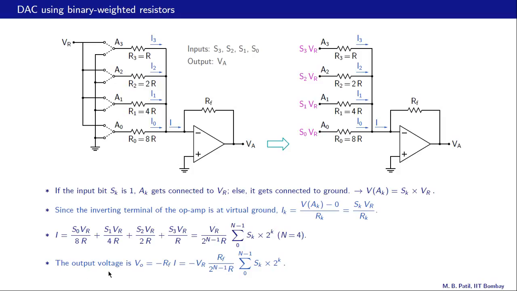Finally, let us find the output voltage VA here, and we have done that earlier when we talked about op-amp circuits. This V minus is 0 volts and there is no current going into the op-amp. Therefore, this current I also goes through RF, and therefore VA, which is our output voltage VO, is 0 minus I times RF, and that is what we have over here, minus RF times I, and I comes from this expression, and therefore this is what we get for the output voltage.